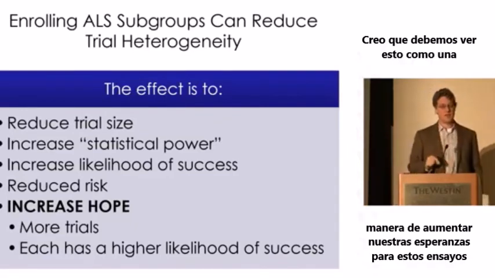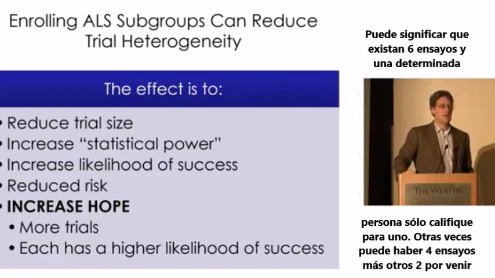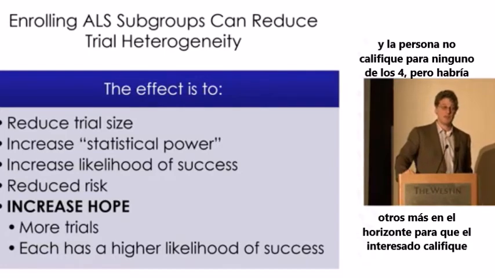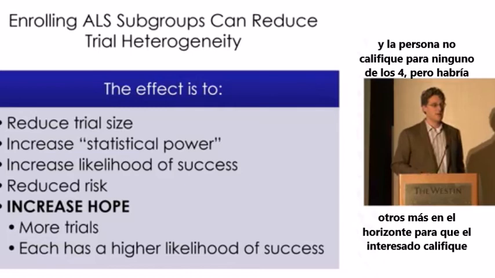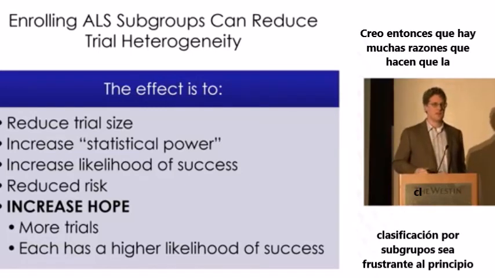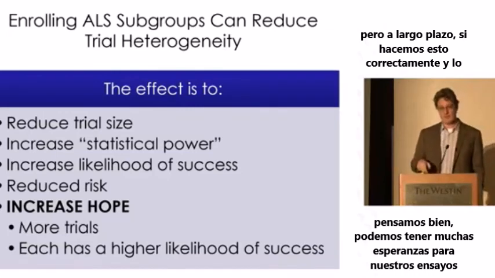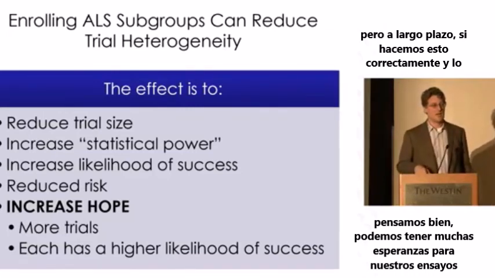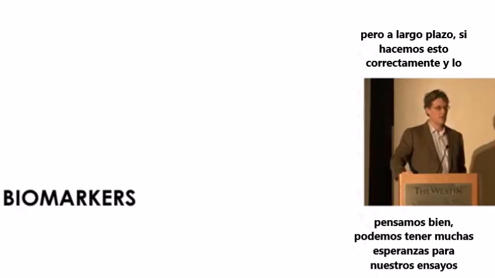And so I think we should look at this as a way of increasing our hope that we tie to those trials. It may mean that there are 6 trials going on and a given person only qualifies for 1. Sometimes there may only be 4 with 2 more on the way. The 4 that are open, somebody may not qualify for. But there will be one on the horizon, if we do this right, that an interested person will qualify for. And so I think there are a lot of reasons that in the moment it's frustrating to have subgroup trials. But in the long run, if we do this right, if we think about this carefully, it's really a reason to be more and more hopeful about our trials.